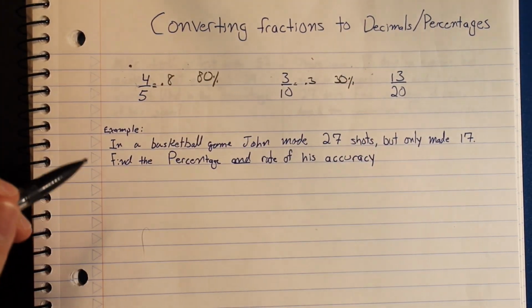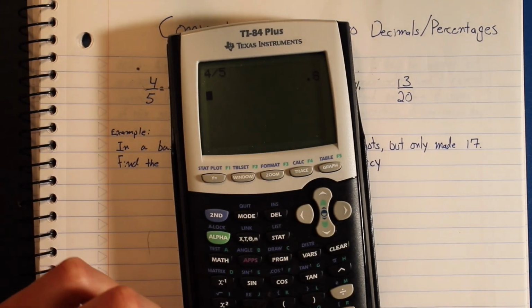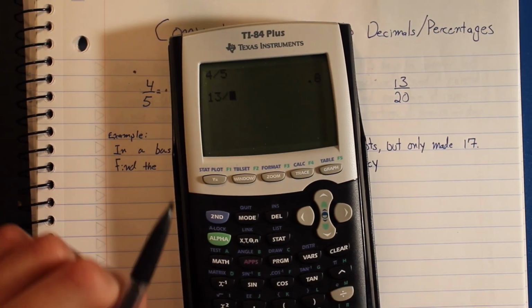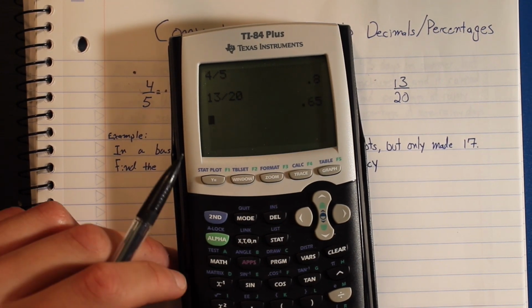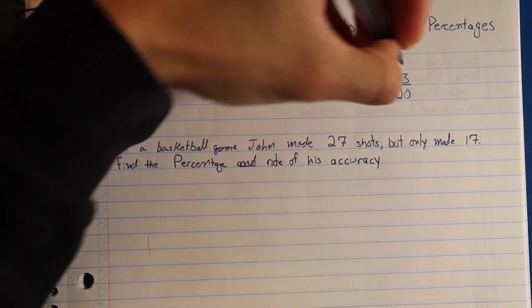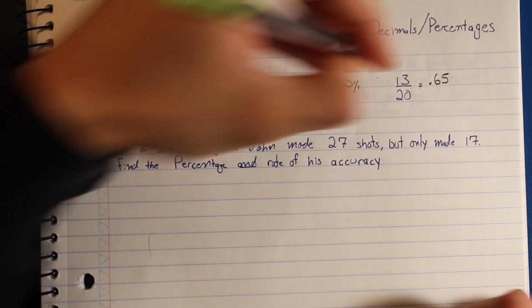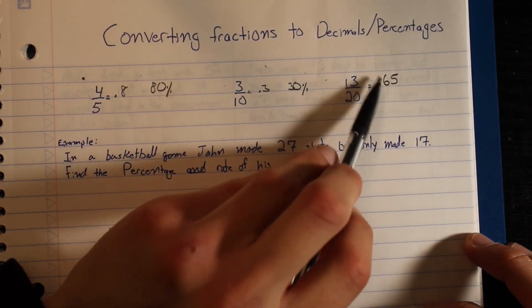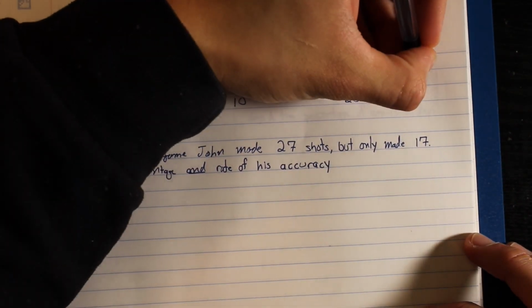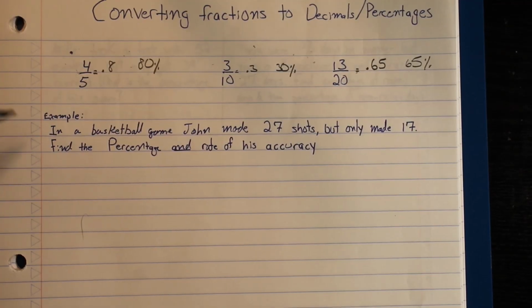Now we have another one, 13 out of 20. I don't feel like doing that in my head, so I'm just going to do it on the calculator really quickly. Divide 13 by 20, and we have 0.65. So the decimal is 0.65. Now how do we make that a percentage? Again, that's very easy. All we do is take away the decimal point, and we have 65%.